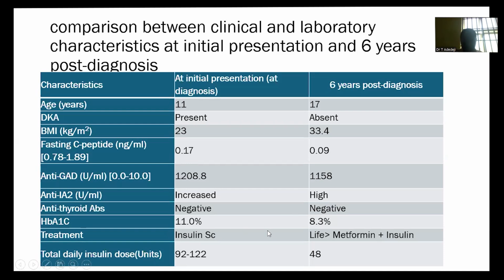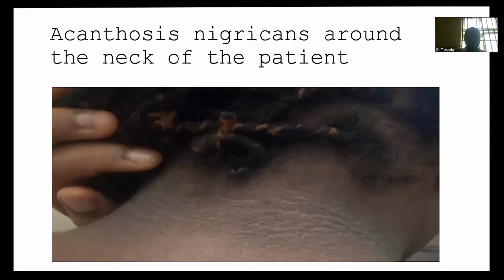Insulin subcutaneous was used initially, but eventually she was given metformin and lifestyle modification. Total daily dose of insulin at the initial stage was 92 to 122, but eventually became 48 units necessary for our control. This is a picture of the acanthosis nigricans around the neck.